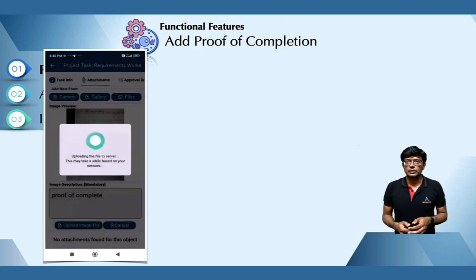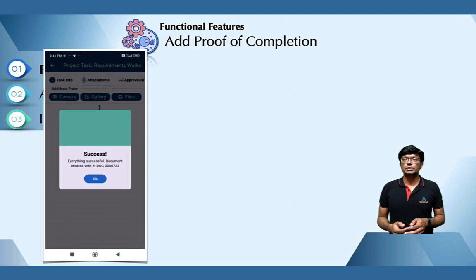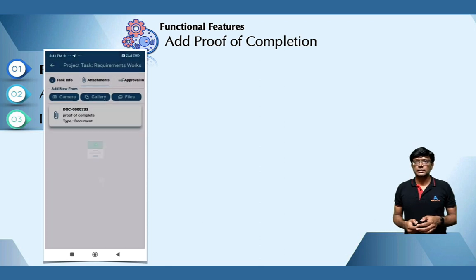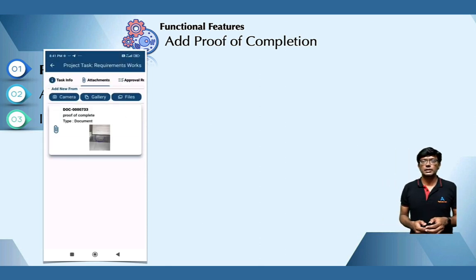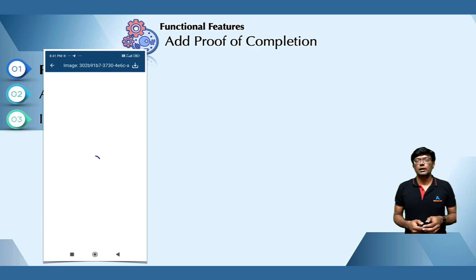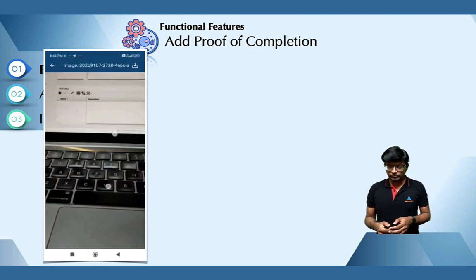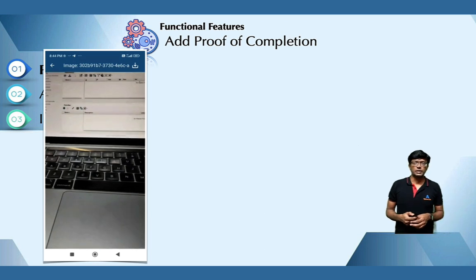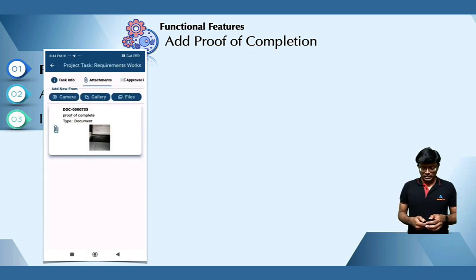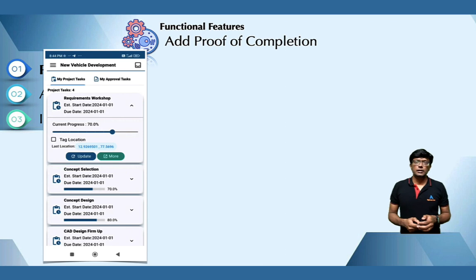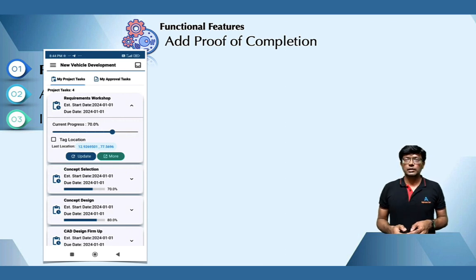So now I am uploading the picture as a proof of completion. So it's uploaded and created as a document. So you can see that picture also in the mobile app, and you can view the bigger version of it. You can zoom, and remember, you won't be able to take screenshots. You can only view. So now let us see how to see that proof of completion in the web app.